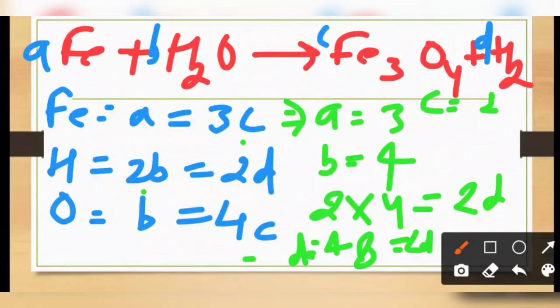The final equation that we got is A is 3 Fe, B is 4 H2O, C is 1, we have taken C as 1, and D H2, that is 4. So if we check the equation, we are getting the same number on both sides, right? And we can find that out.